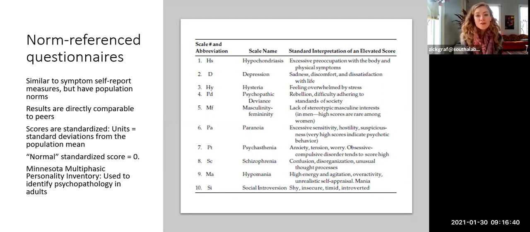On norm-referenced questionnaires, scores are standardized. So the score units are units of standard deviations, and the mean on a standardized score should be 0 for the population. 0 as in the mean doesn't deviate at all from the mean. Any individual score will be either positive or negative around 0. And a score, for example, greater than 1.5 might mean that someone is 1.5 standard deviations above the population mean. A score less than negative 1.5 means that they're greater than 1.5 standard deviations below the population mean. So for someone to get a normal score on this measure, their standardized score would be close to 0, meaning that they scored close to the population mean.